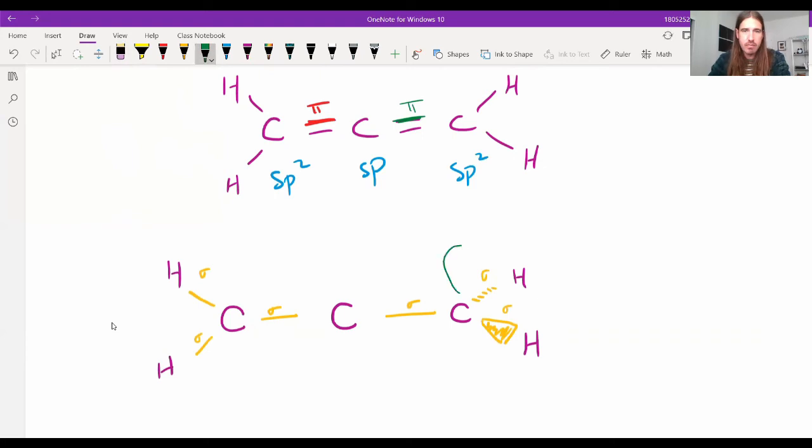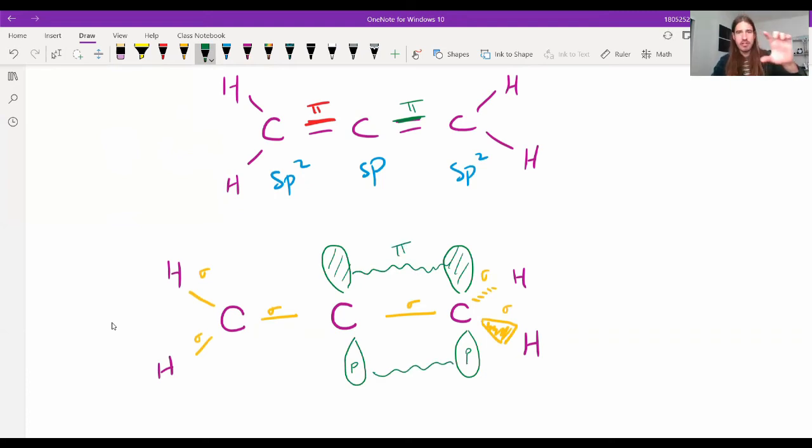So this is our p orbital that's left over, right? And that's going to bond to the carbon in the middle and form a pi bond. So this carbon in the middle has to also use a vertical p orbital, and when these two overlap, that's the pi bond. That's one pi bond, remember, and one pi bond has two areas of electron density, above and below the bond axis.